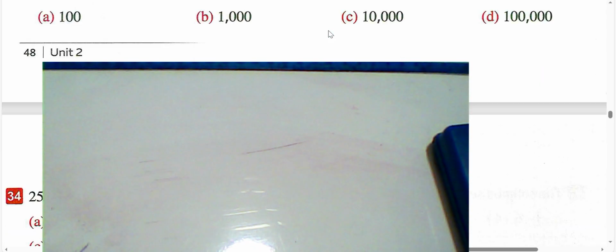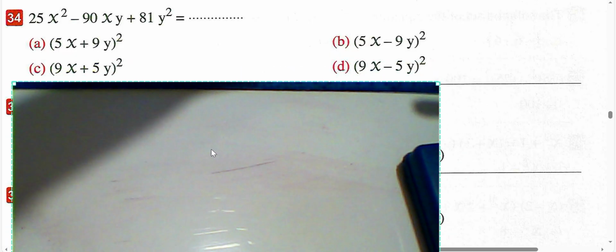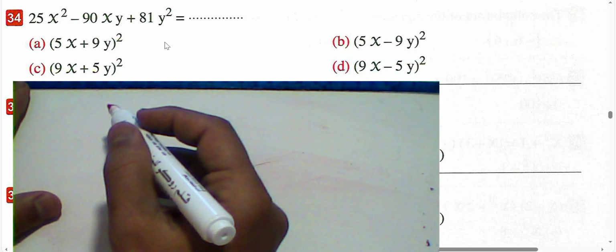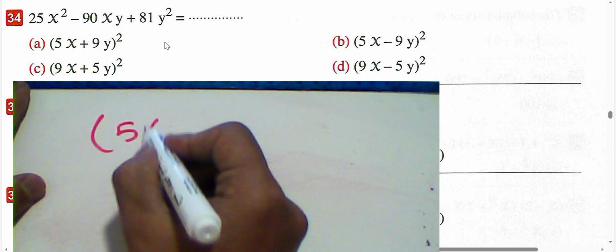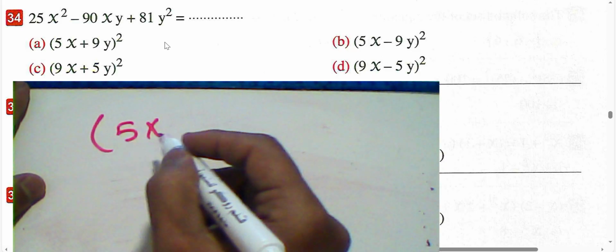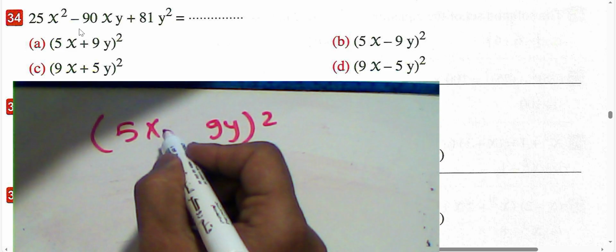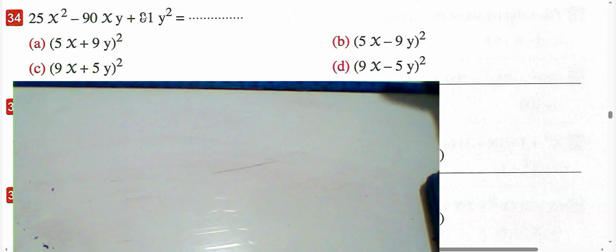Next question. Number 34. 25x power 2 subtract 90xy plus 81y power 2 equals. This expression we call a perfect square. We can find the square root of 25, which is 5x. The square root of 81y power 2 is 9y, whole power 2, and write the sign of the middle, here negative. Write negative. This is factorization. Next question.